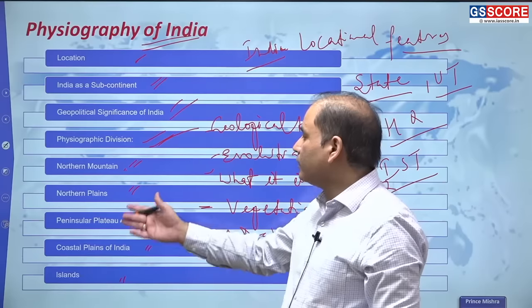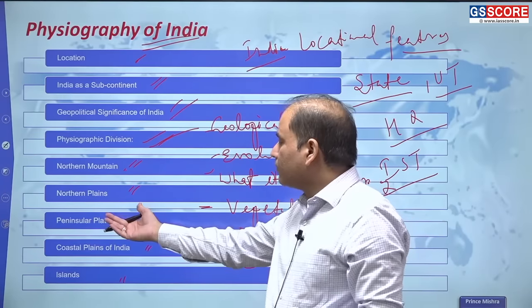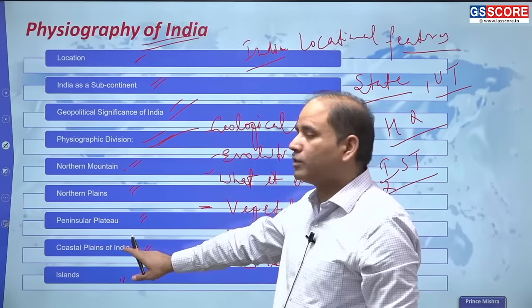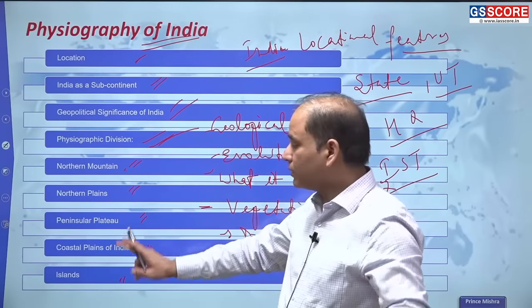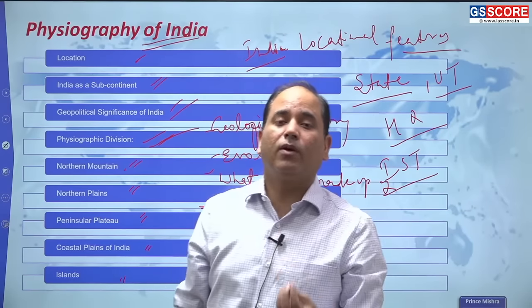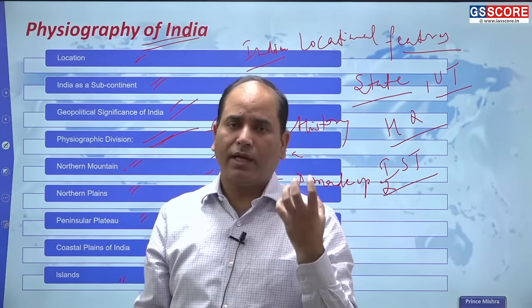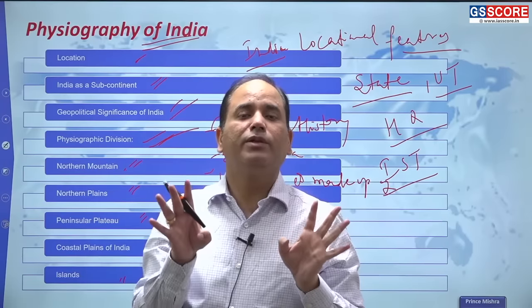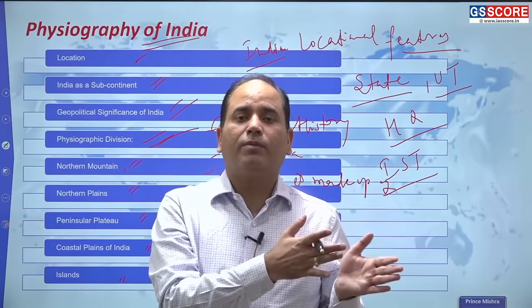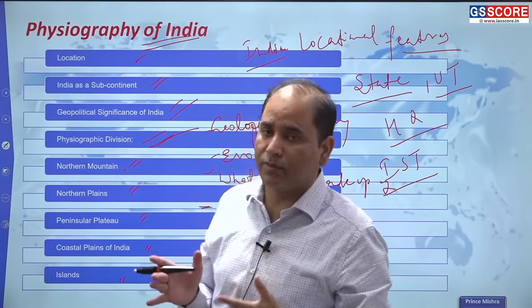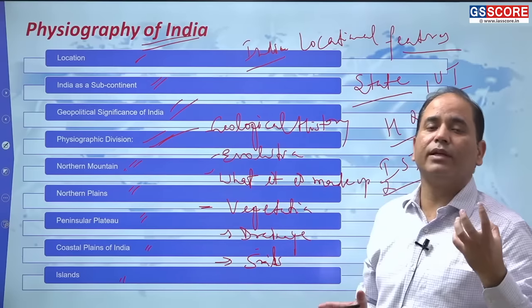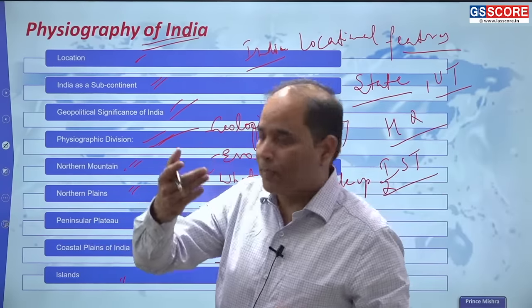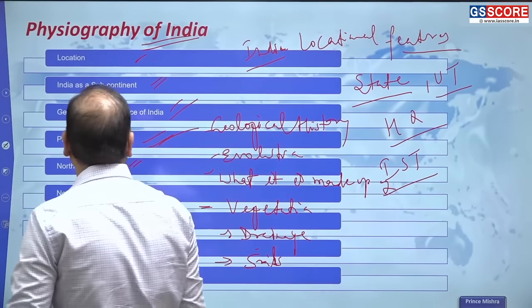Between the peninsula and the Arabian Sea, and between the peninsula and the Bay of Bengal, we have the coastal plains, that is, the western coastal plain and the eastern coastal plain. And finally, we have a lot of small islands. We have a large number of islands, but most of them are grouped in two categories: the Arabian Sea group of islands and the Bay of Bengal group of islands. The Arabian Sea group is primarily represented by Lakshadweep, and the Bay of Bengal group primarily by the Andaman and Nicobar. So all these you will study.